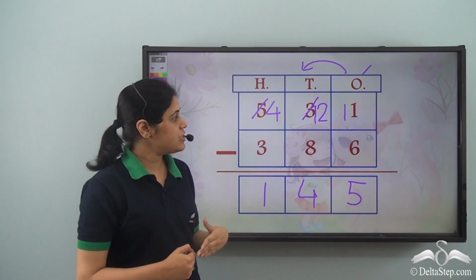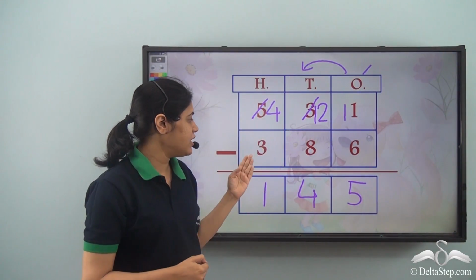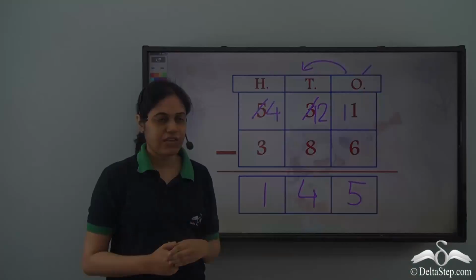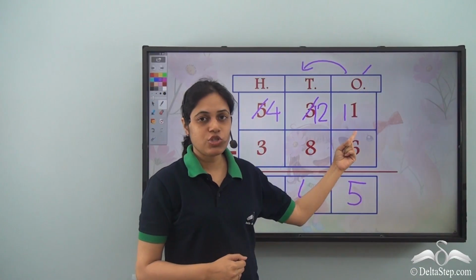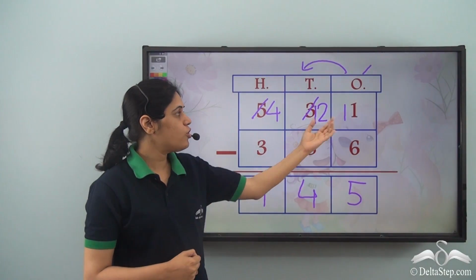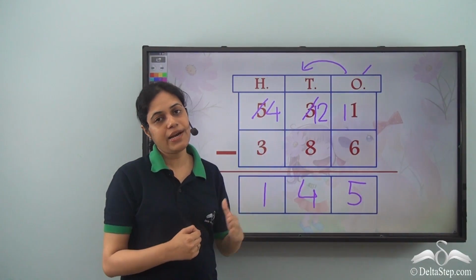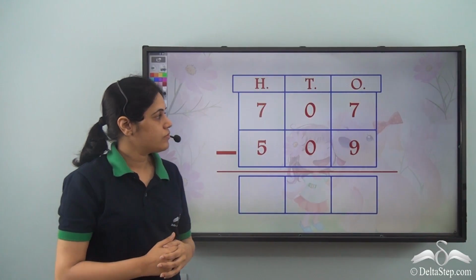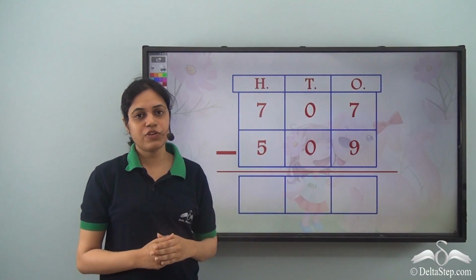So the difference of 531 and 386 is 145. In this case, the ones room and the tens room both had to borrow from the rooms to their left. Now, can you try out this one on your own?